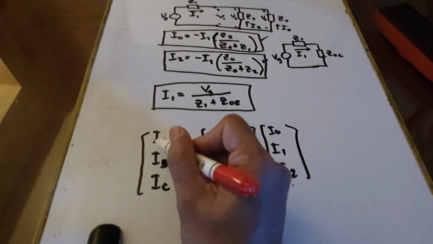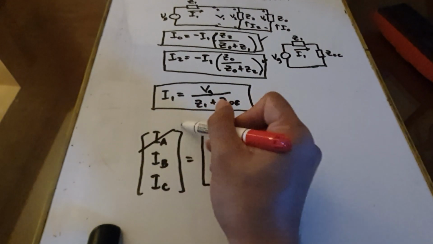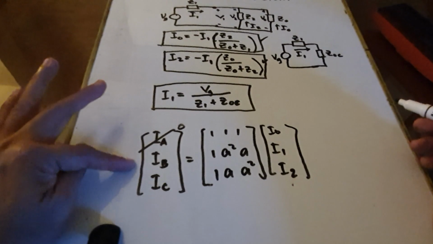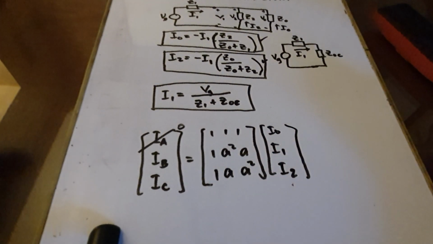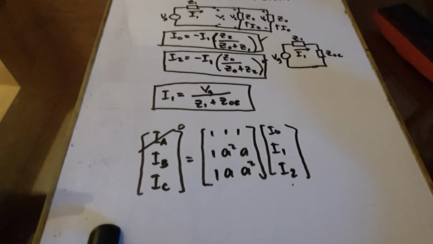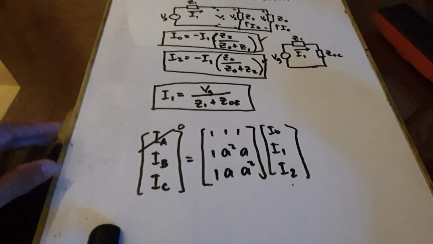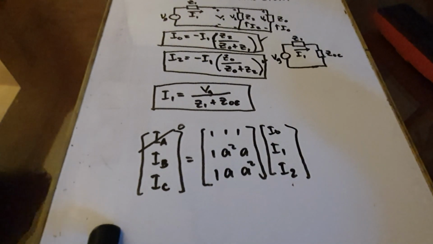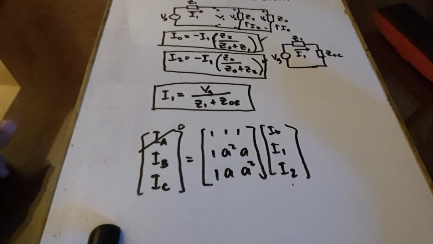But since this is one line open, and we assume that phase A is open, this IA is equal to 0. So you have to determine the value of IB and IC, and you have to compare that in the line currents, the phase currents, before the one line open. So you have to compare the value of the phase currents before it is opening and after it is opening.